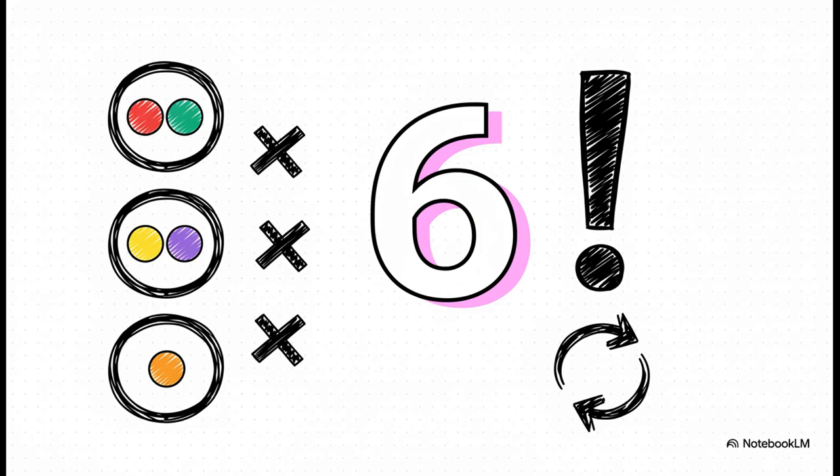Boom. And this specific type of calculation, where you multiply a number all the way down to 1, has a cool name. It's called a factorial. So in math language, you just write this as 3 with an exclamation mark after it. It's a neat little shortcut.